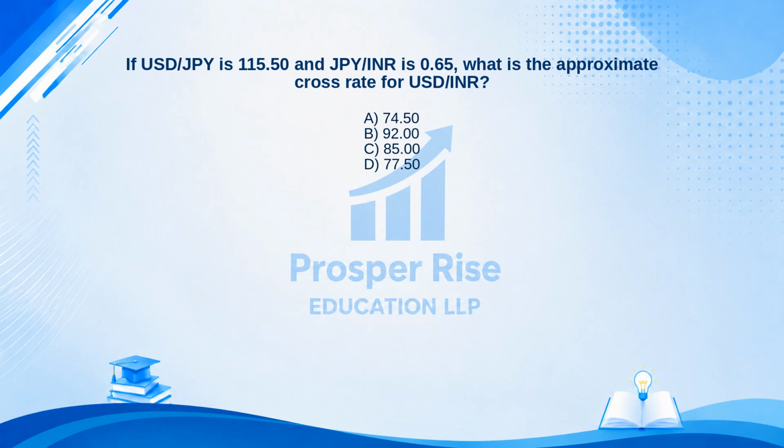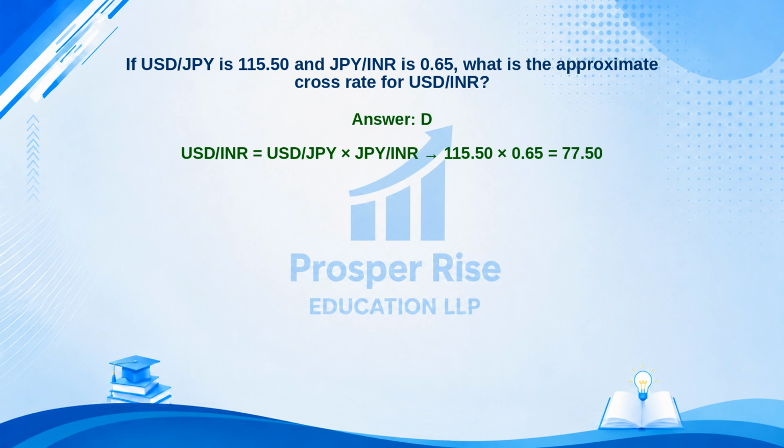The correct answer is option D. Let's see why. USD/INR equals USD/JPY times JPY/INR. 115.50 times 0.65 equals 77.50.